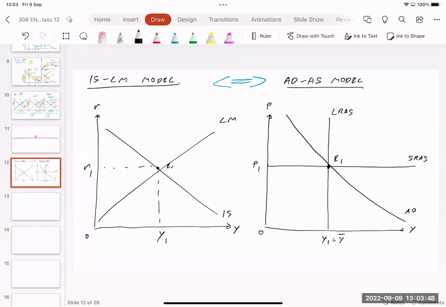So you see that for the IS-LM model, the equilibrium point shows the level of GDP and the level of the real interest rate. On the other hand, the equilibrium in the aggregate demand and aggregate supply model shows the level of GDP, which is the full employment level where everyone gets a job, and it shows the level of prices in the economy. Today I'm going to show you how the IS-LM model connects with the aggregate demand and aggregate supply model.